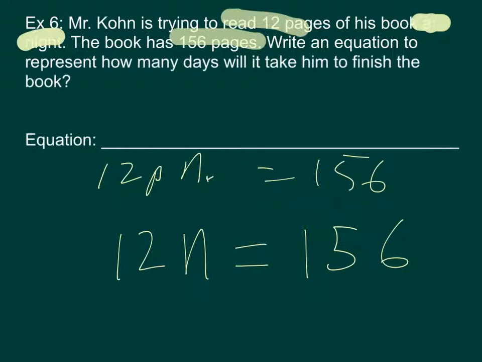Sorry, I went through that fast. Let me do that again. If we have 156 pages total, and he reads 12 pages per night, then to find the total number, you're going to take 12, the pages, and multiply it times how many nights he reads. You could guesstimate that way. Obviously, you're going to solve this through inverse operations, yet that's one way to solve. So 12n equals 156 is the equation for this problem.